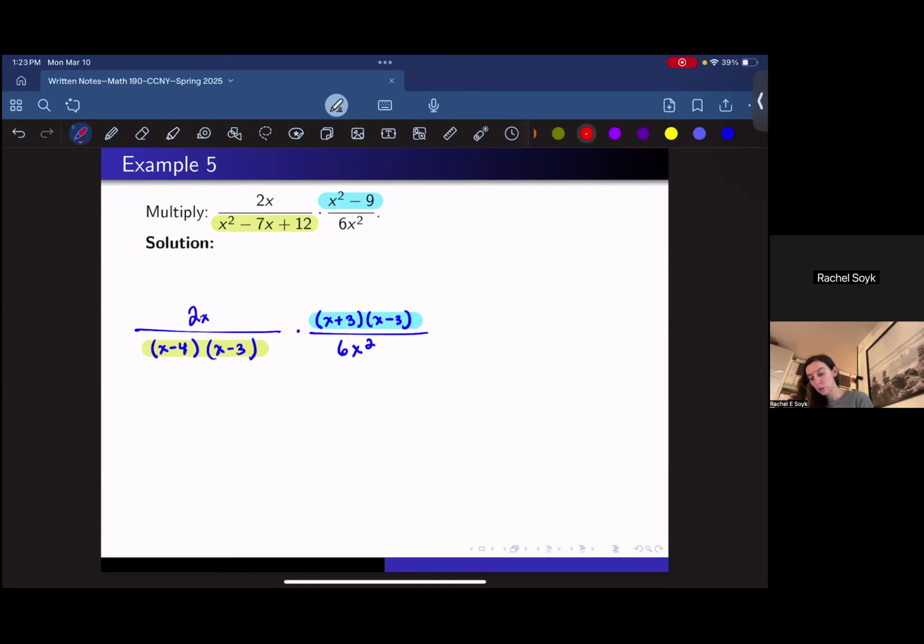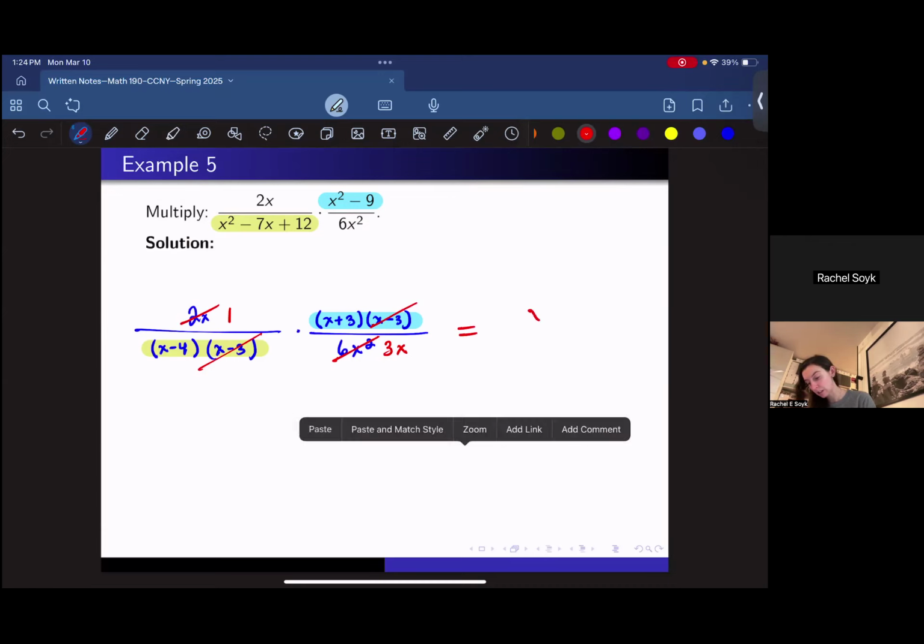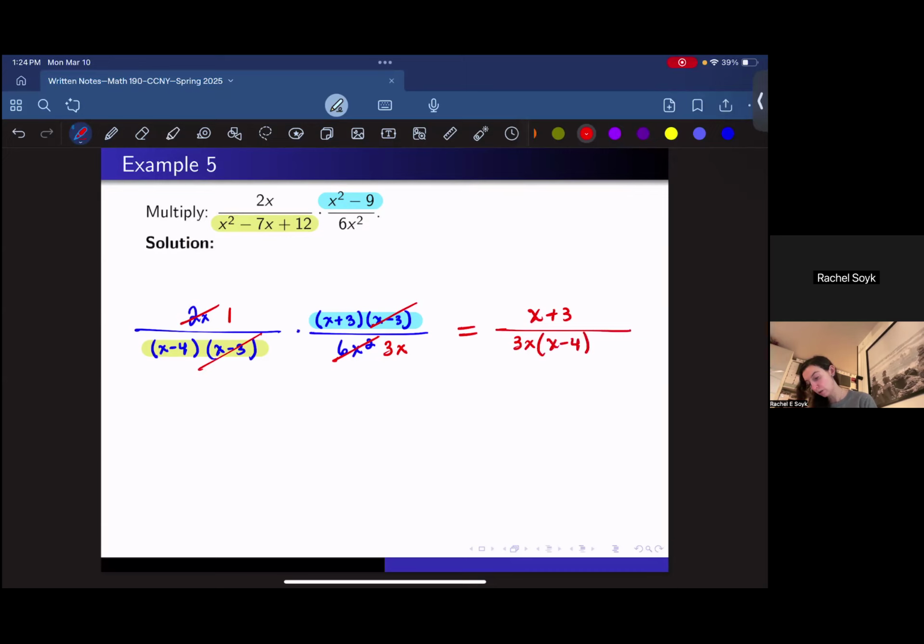Now, 2x and 6x squared, well, 2x goes into 6x squared how many times? 3x times, and 2x goes into 2x 1 time. We have an x minus 3 in the denominator here and in the numerator up here, so we can cancel those out. So we're essentially just looking at x plus 3 all divided by 3x in parentheses x minus 4. And we have our simplified result. We're done.